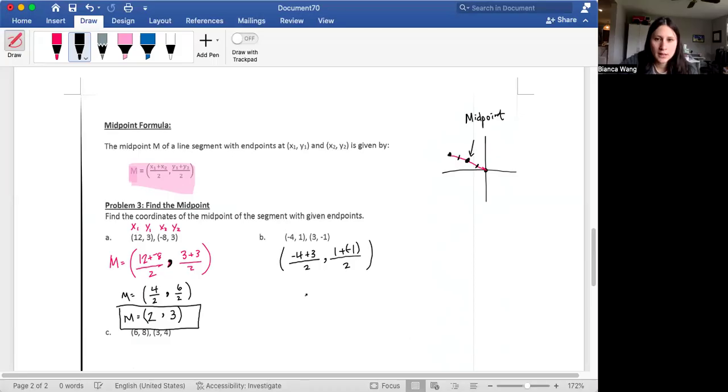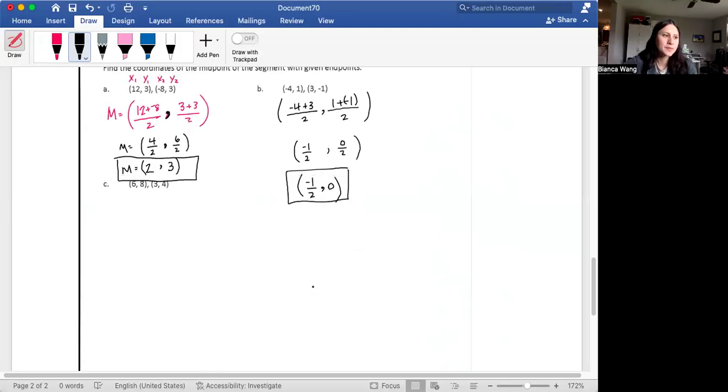Now I have -1 over 2, and I have 0 over 2. Simplify. That is -1/2, comma, 0. 0 over 2 is just 0. This is my midpoint.